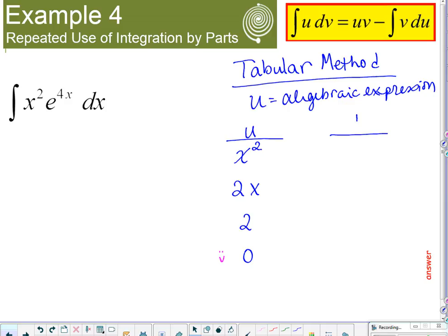Then I need to set up my dv column, and I'm going to start out with e to the 4x. And now this whole way down I am integrating each of them, right? So the integral of e to the 4x is e to the 4x, correction, with a 1/4 out front. Then the integral of that becomes e to the 4x, and I had the 1/4, but when I integrate this, I need another 1/4. So this indeed turns out to be 1/16.